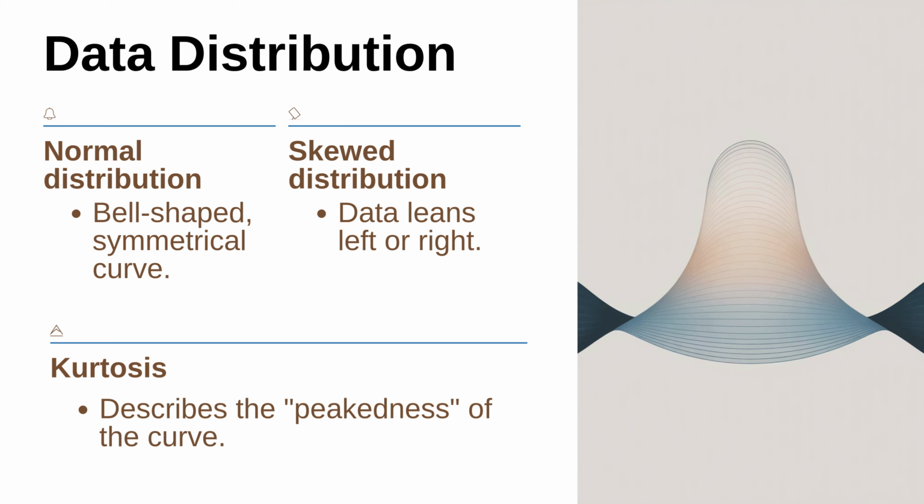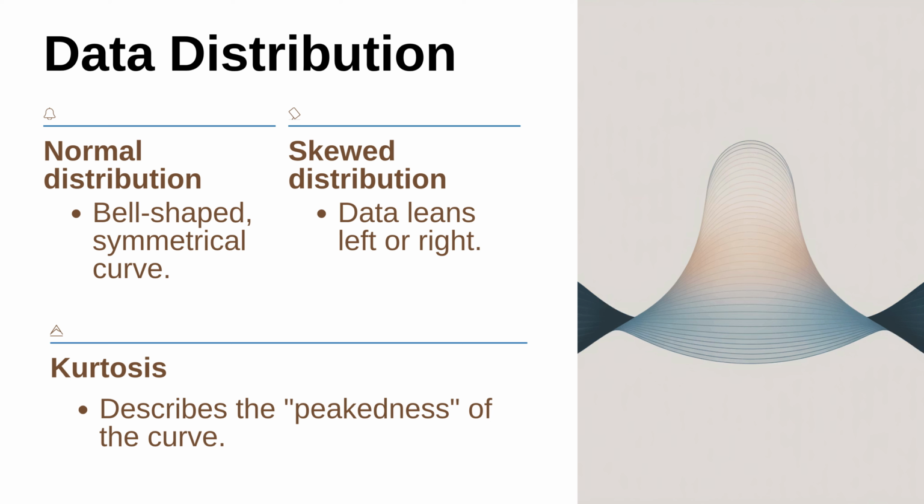How do we visualize data? Data distribution shows how data are spread across a range of values. We have the normal distribution. This is a bell-shaped symmetrical curve. Most scores fall around the mean. This is common in biological and social sciences.